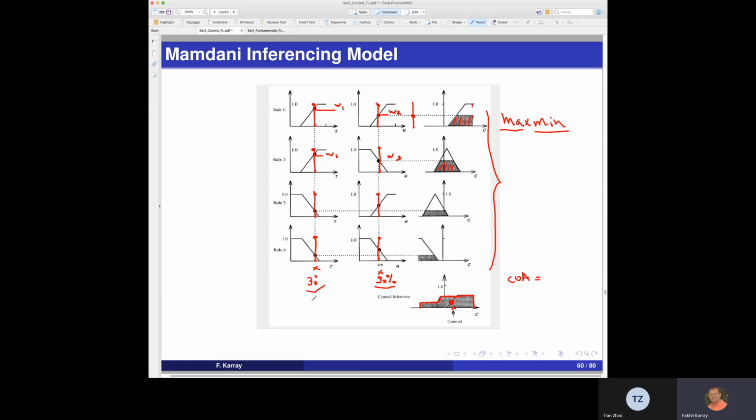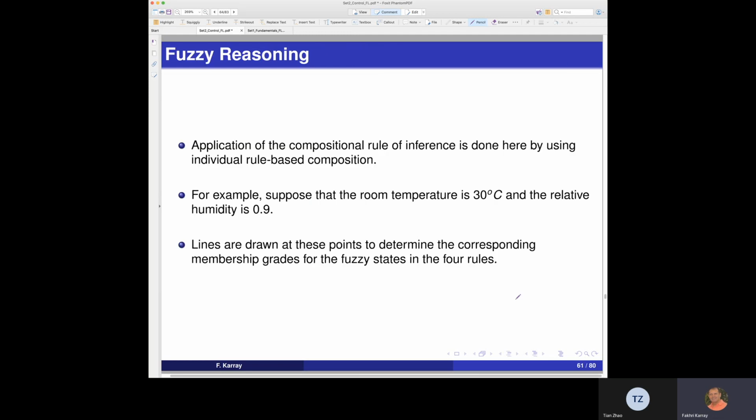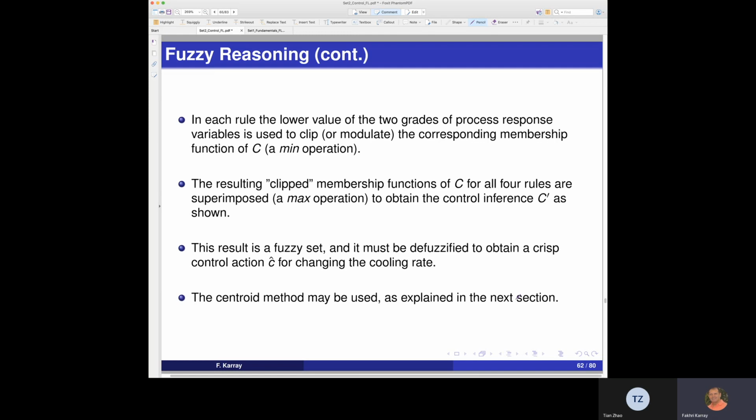Okay? So now if we extend, if we go 45 degrees, 90%, it's going to give us another value of the centroid of area. But this Mamdani inferencing model is just to showcase what we are obtaining for this particular type of system representation.